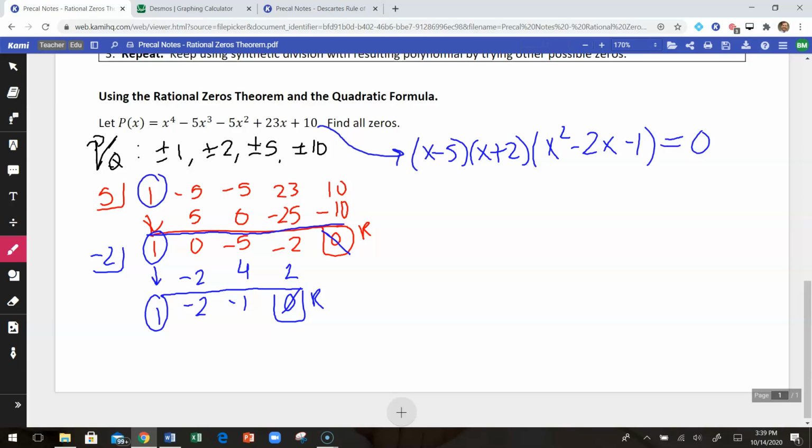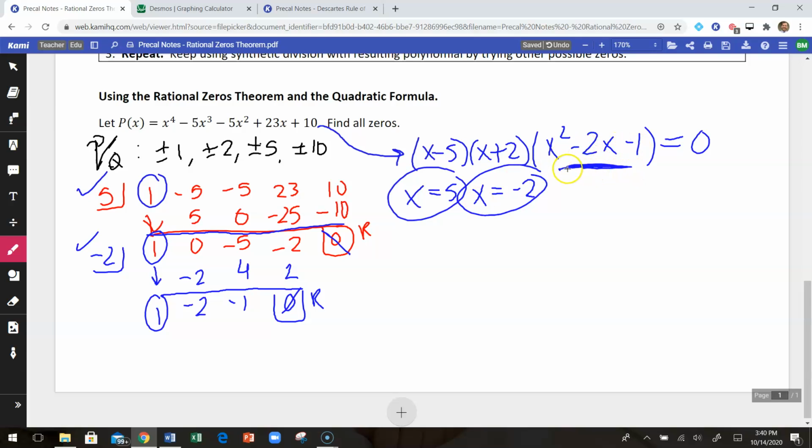And if I'm trying to find my zeros, I'm going to set this equal to 0. Now the first two are easy because I already knew those from the synthetic division part. I get x equals 5, and x equals -2. Those are two of my zeros. Okay, they're listed right here. My other two zeros come from this. And ideally that factors, but unfortunately in this case it does not. I can't think of two things that multiply to -1 and add to -2.